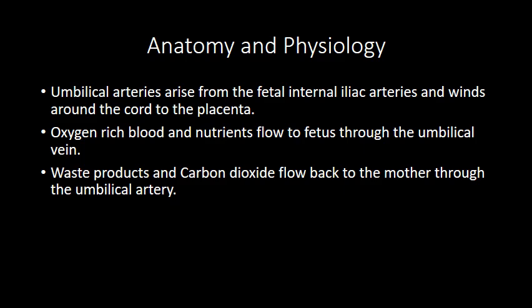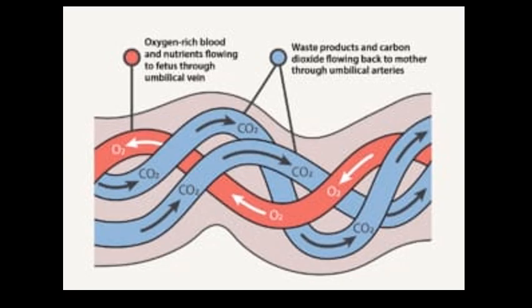Now, a word about anatomy and physiology. The umbilical arteries arise from the fetal internal iliac arteries and wind around the cord to the placenta. Oxygen-rich blood and nutrients flow to the fetus through the umbilical vein. Waste products and carbon dioxide flow back to the mother through the umbilical artery. This is a diagrammatic representation of the text above.